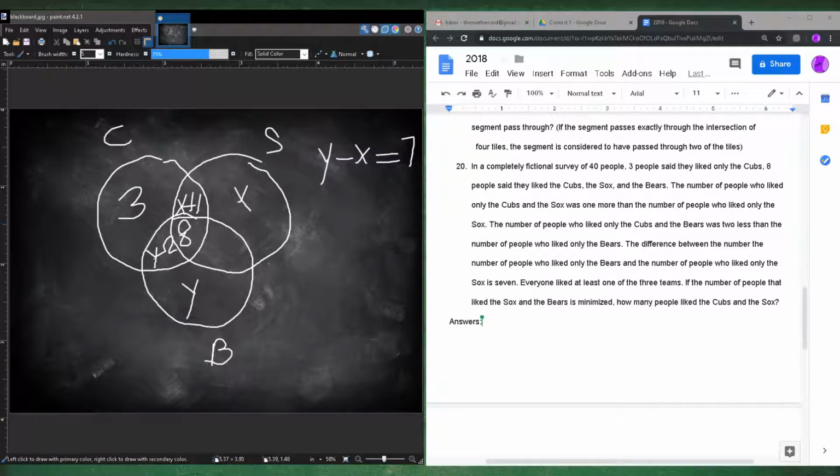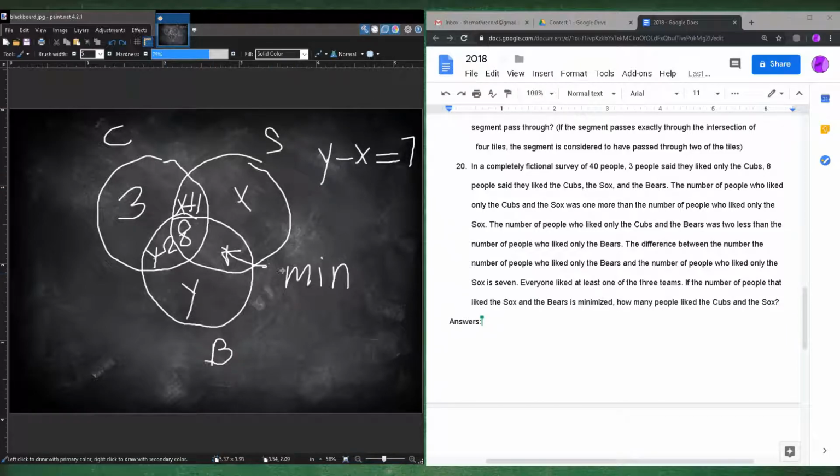If the number of people that like the Sox and Bears is minimized, we want to find the min of this. How many people like the Cubs and the Sox? So Cubs and Sox, we want to look for this thing right here. So all we have to technically do is find a minimal value.